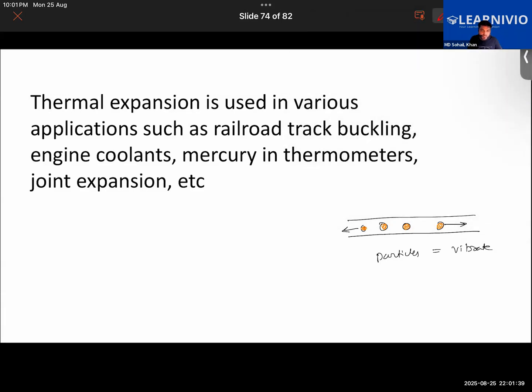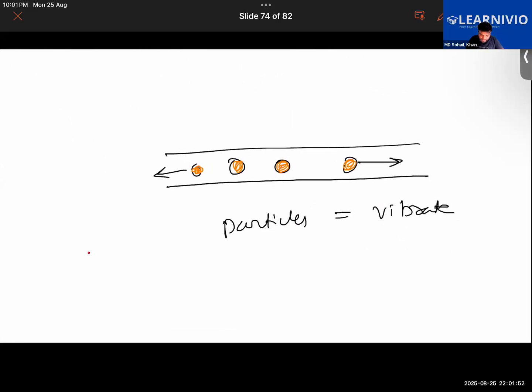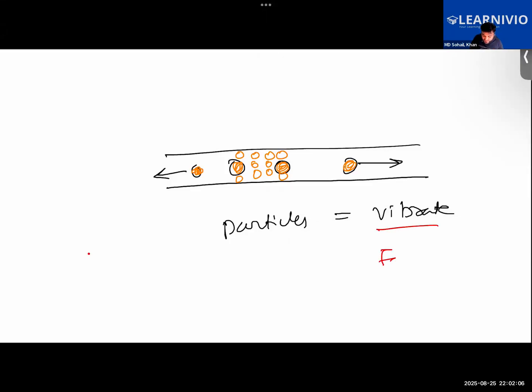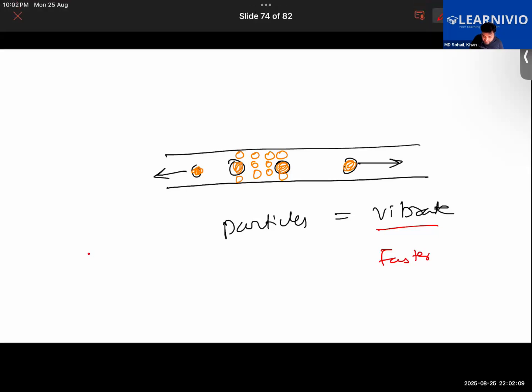Until it goes beyond the normal, that is thermal expansion. They all go away from each other because of the too much vibration. Let me draw some more particles here. Say that these are the particles stacked in this manner. Now, when you intensely heat it, they will vibrate faster. The vibration frequency will be higher, so they will eventually break apart like this. They will start to break apart like this.